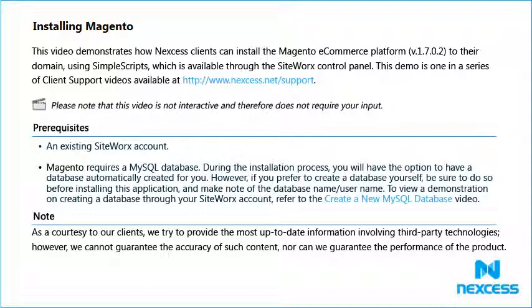In order to install Magento, you must have an existing SiteWorx account. Also, the application requires a database. You can choose to have a database automatically created for you during the installation process, or if you would prefer to create the database yourself, be sure to do so before installing this application, and make note of the database user information, as you will need to specify these during the installation process.